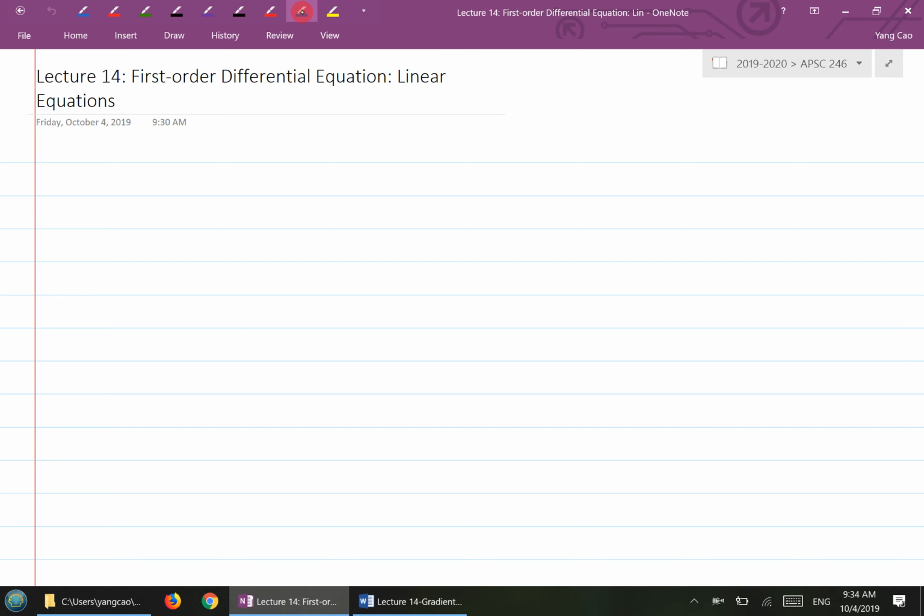So I need to finish a couple small things from the previous lecture, and then we'll get on to the new topic called first order differential equation. The first type of first order differential equation is the linear equation.